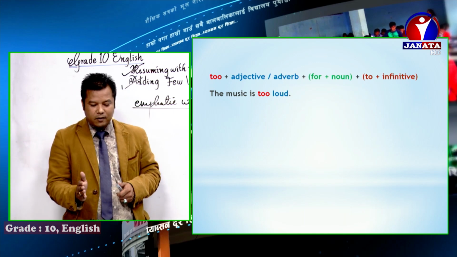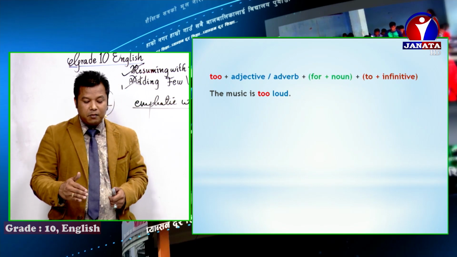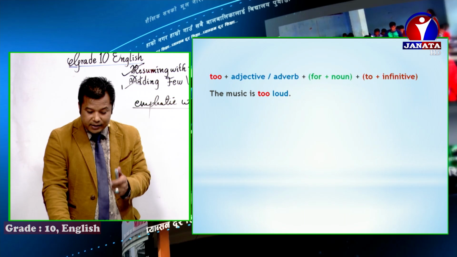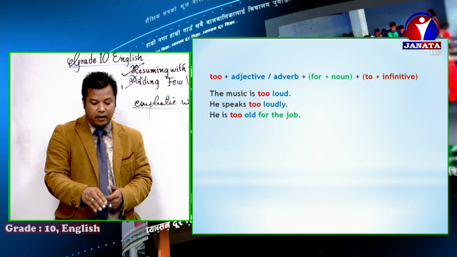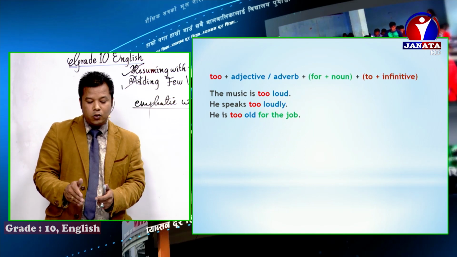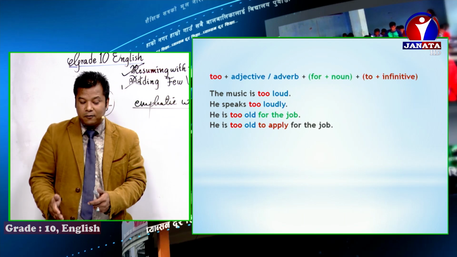Too plus adjective or adverb, for nouns. So see, for object plus to infinitive. The music is too loud. What is that for plus noun? Okay, I will get the example in the third. See, he speaks too loudly. He's too old for the job. He is too old to apply for the job.